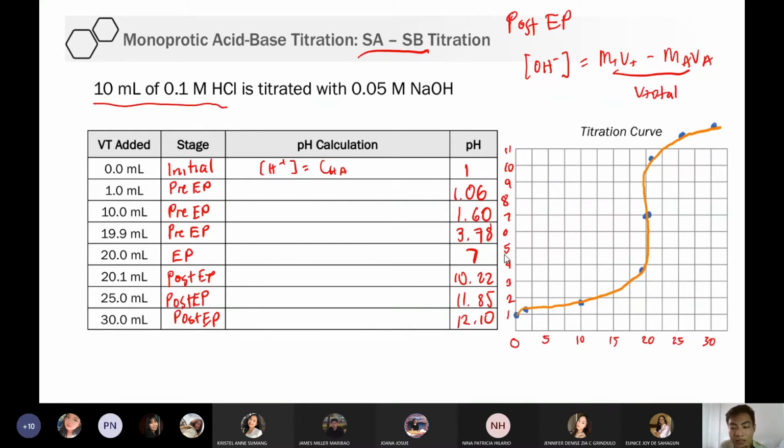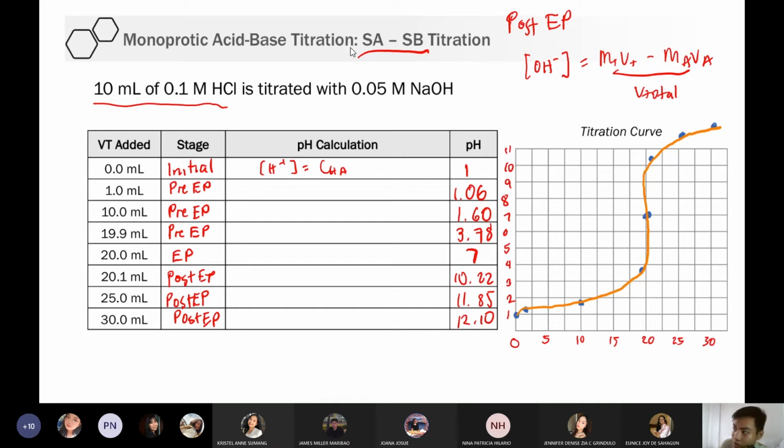And also, depending on the stage of your titration, there's a corresponding equation that can be used to determine the pH of the solution. Be mindful that for initial concentration, that is just the concentration of your acid. In negative log mo lang yun. At pre-equivalence point, the acid slowly decreases because of the presence of the base. Slowly nanoneutralize siya. So the equation to be used is mole acid minus mole base divided by volume total.